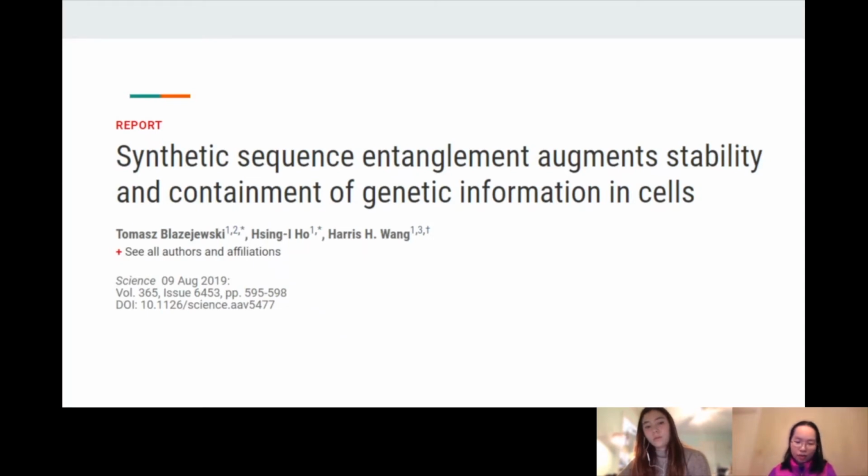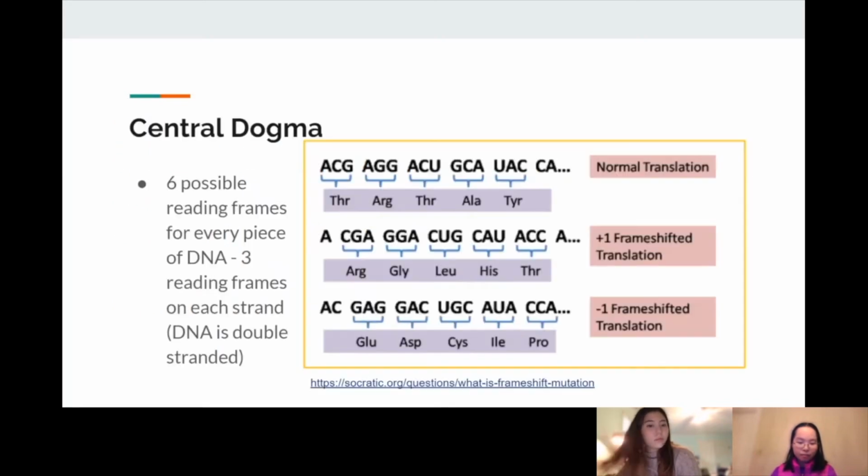The synthetic sequence entanglement augments stability and containment of genetic information in cells. So this is a rather recent paper published in 2019. Before we go into this paper, I wanted to review the central dogma, because this is going to be key to understanding how this paper works.